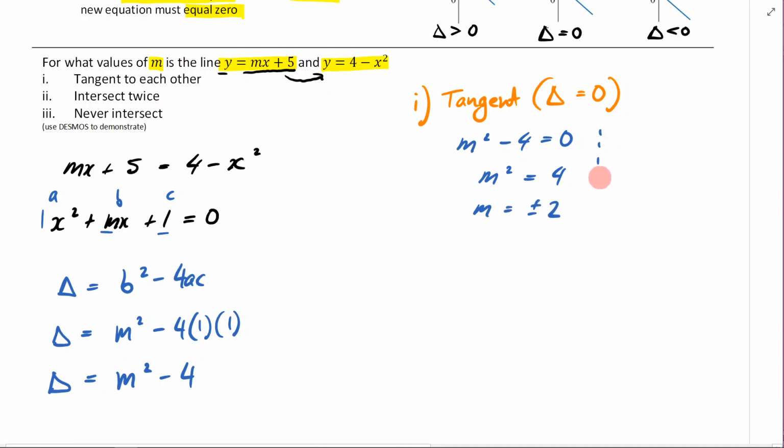The other way you could do this is recognize that this is a difference of perfect squares. So I could write this as m minus 2, m plus 2 is equal to 0, so m is equal to 2 or negative 2. Either way is good. As you see, you get the same answer. So using perfect squares or doing it that other way, both are good. All right, next.